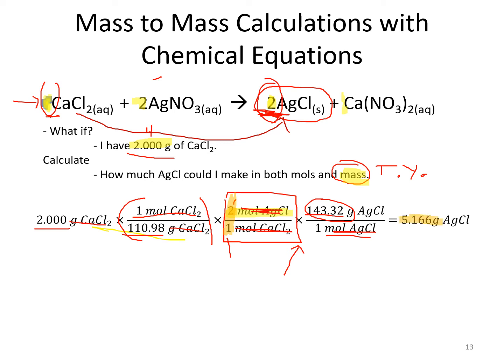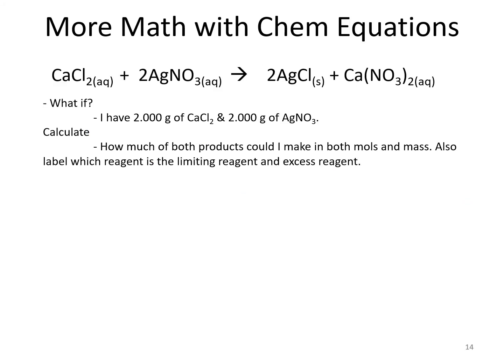So theoretically, if I have 2 grams of calcium chloride, the most amount of silver chloride I should get is 5.116. This, again, is our theoretical yield, our TY. Theoretical yield. Slide again.